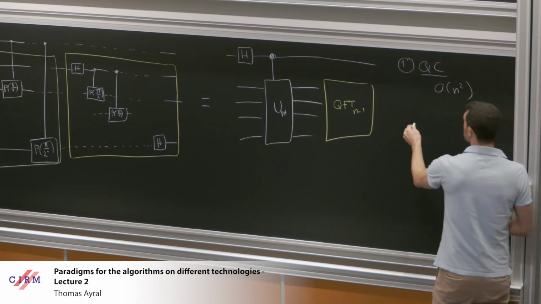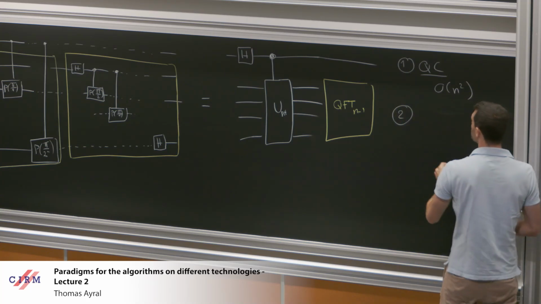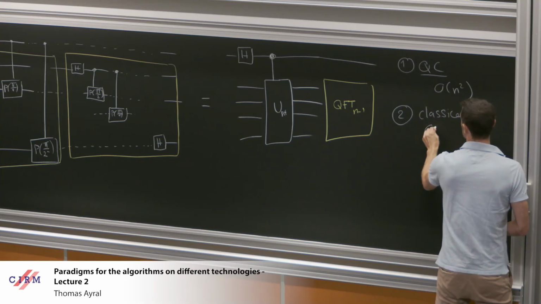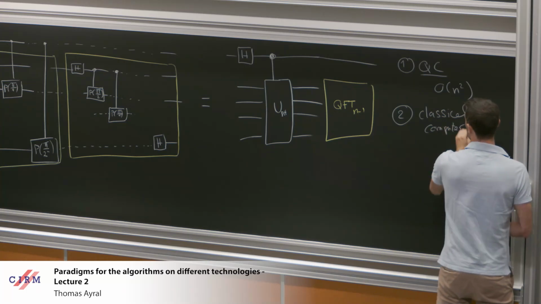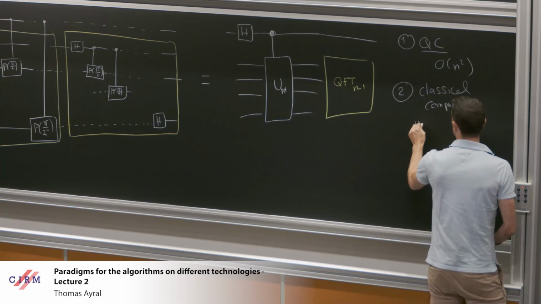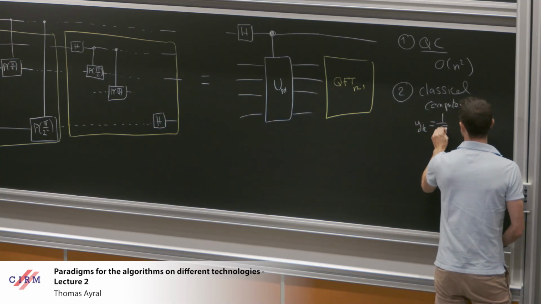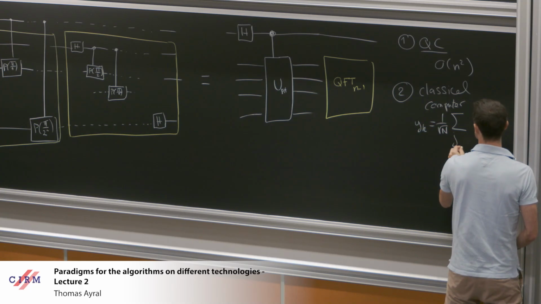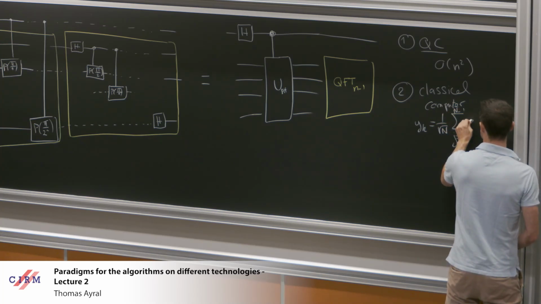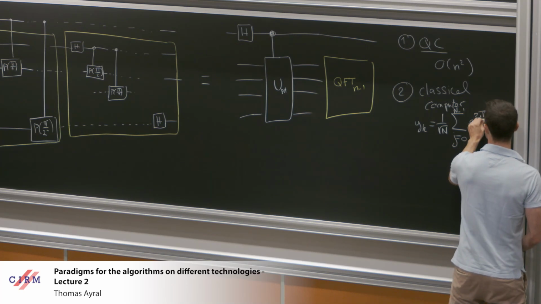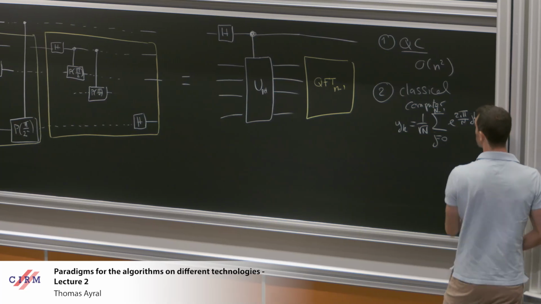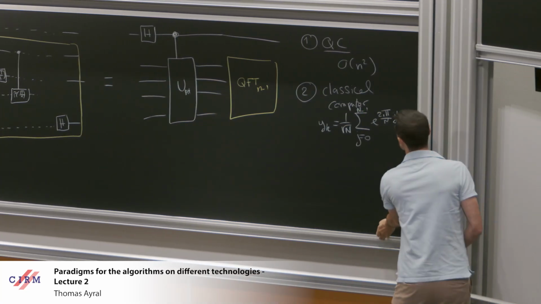And now let's try to see what would be the computation we could do on the classical computer. On the classical computer, you remember the formula for the discrete Fourier transform? There was y_k equals 1 over square root of N, sum over j from 0 to big N minus 1 of exponential of 2i pi over N jk, x_j. So this was the formula for the discrete Fourier transform that we used.